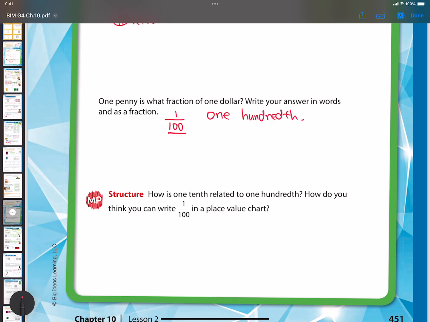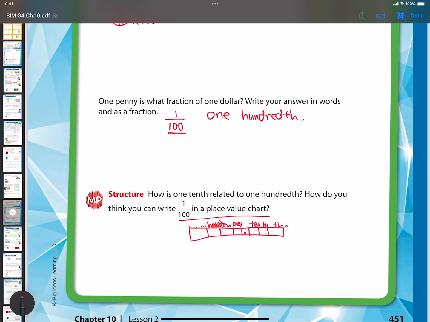Now, how is 1/10 related to 1/100? Okay, now how do you think you can write hundredths in a place value chart? We did it yesterday, the place value chart. Let's say this is ones, tens, hundreds, and thousands. And this is the decimal point, and we have tenths, hundredths, and thousandths. Okay.